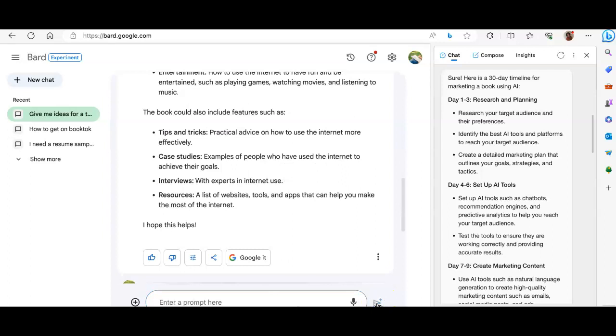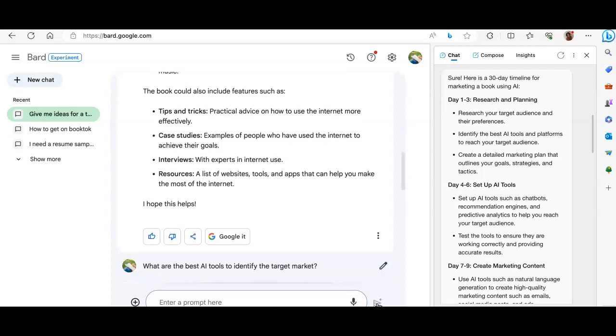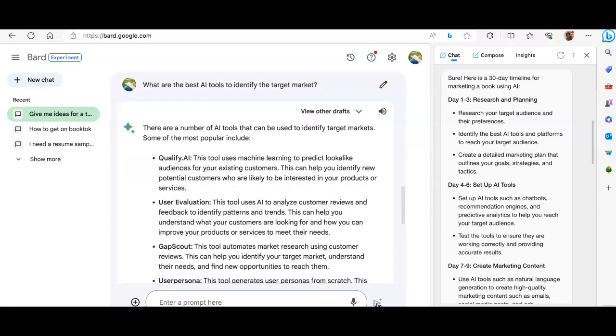And you're doing the same thing with your particular product and service, okay? We're doing this together. We're all in this together. Okay, so the best AI tools to identify the target market. That's what we're after. There are a number of AI tools that can be used to identify target markets. Some of the most popular include Qualify.ai. This tool uses machine learning to predict lookalike audiences for your existing customers. So these are going to be tools that all of us can use no matter what the market is, which is awesome.